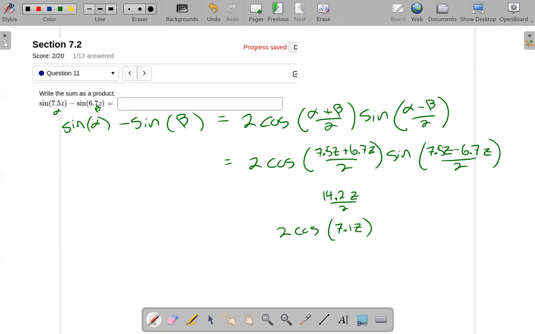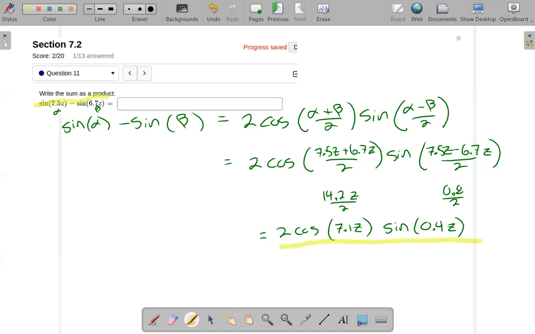Okay, 6.7 to 7.5 is 0.3 plus 0.5, which is 0.8, over 2. And again, we should double check that on a calculator. It's good to do in your head though, which is 0.4. So sine 0.4z. How would I check this? Well, a couple things. I would double check that I did that arithmetic right on a calculator, and then I would see, does the graph of this match the graph of that right there?